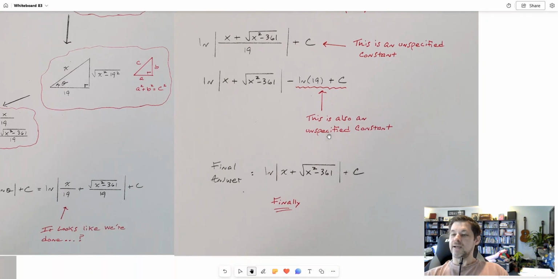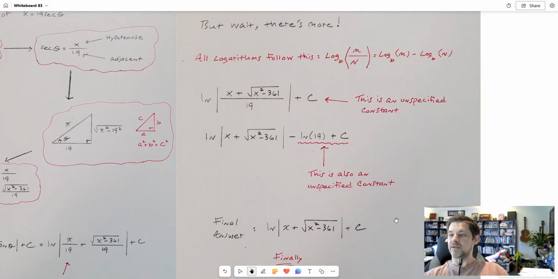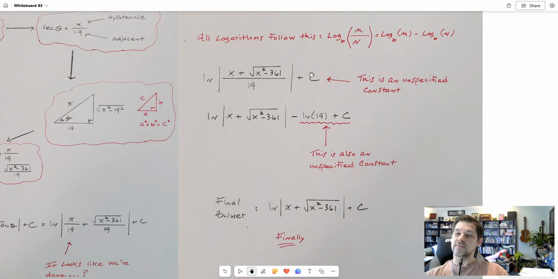And so I get this. So finally, I've got my answer. I had to use this trick to simplify it with logarithms and the constant, but I did it, and that's the answer that is given in the original problem. Okay? All right, so that's how you solve it.